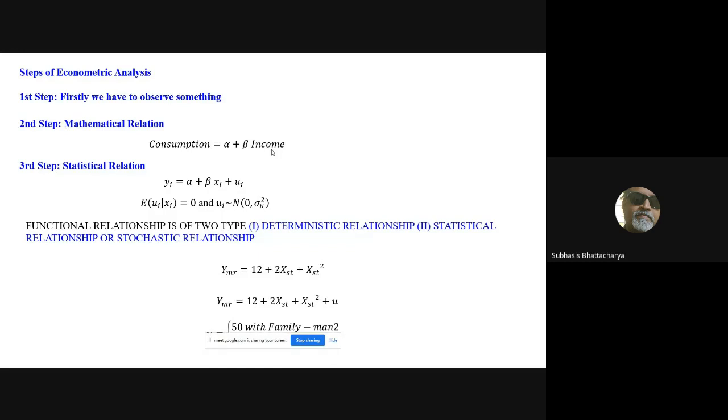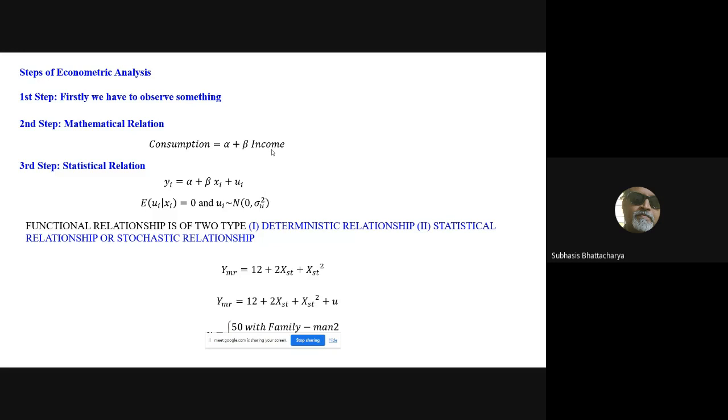Consider if I do not get the data of ability, but I get the data of education and wage in our before-stated example, then ui is the omitted variable, other than income, which influences consumption. So ui may be treated as an omitted variable also. In a statistical relation, we call this ui a random error or stochastic term. We do not know the exact value of ui, but ui is not a completely unknown thing.